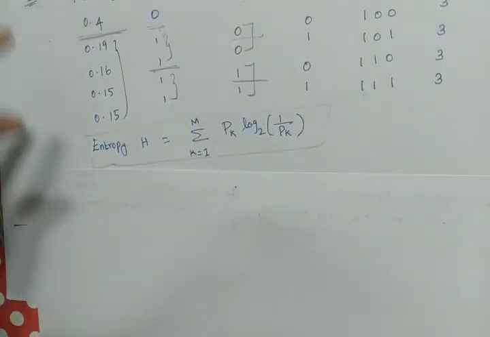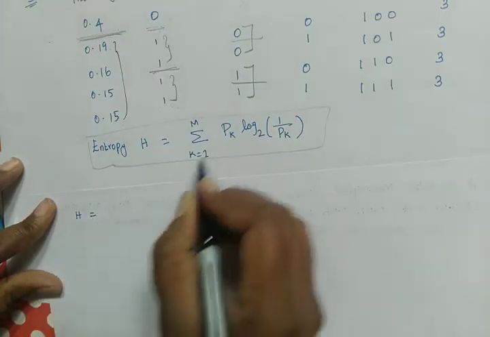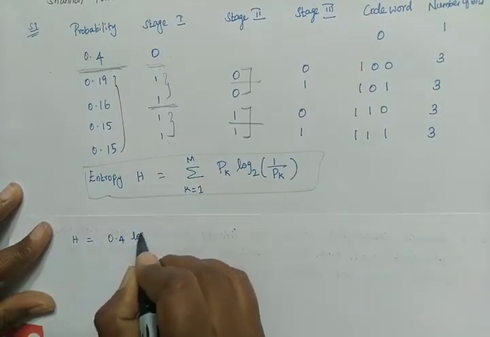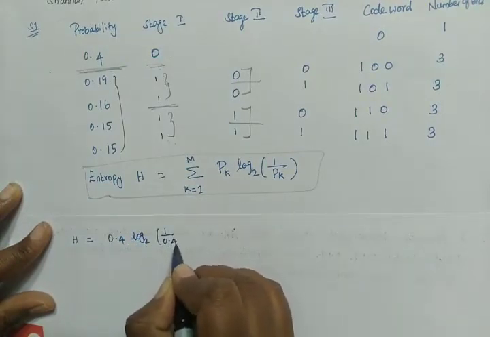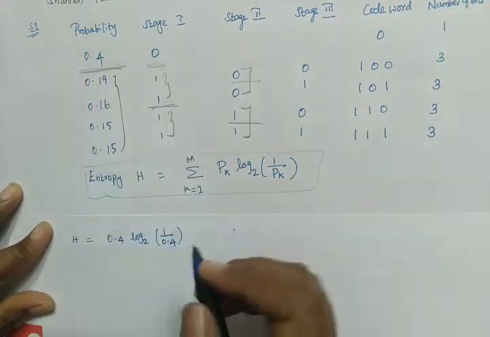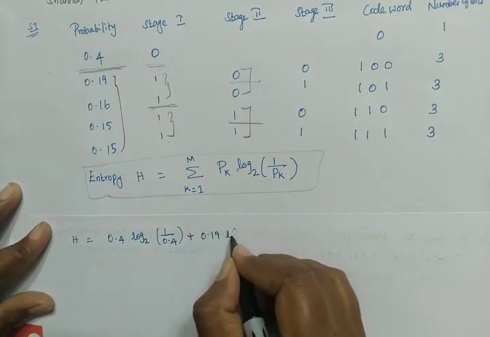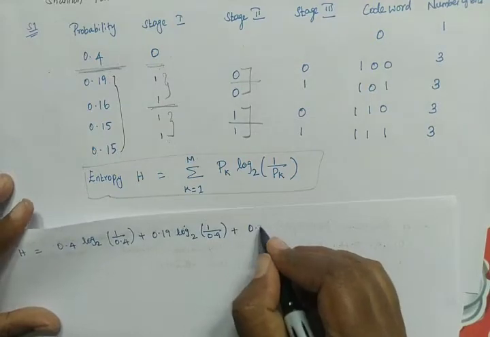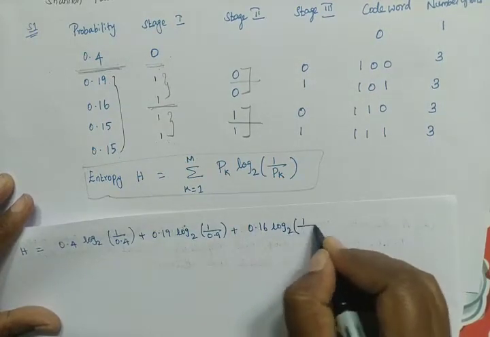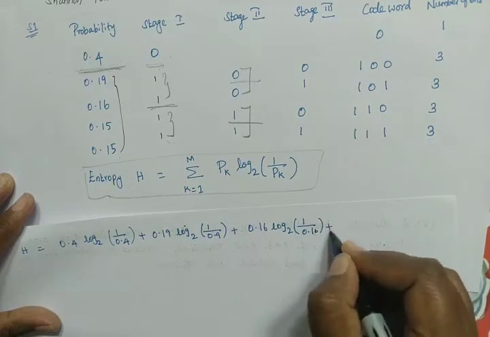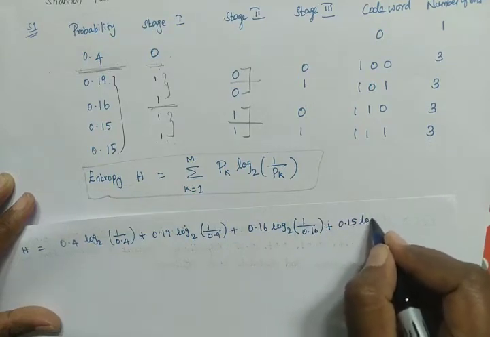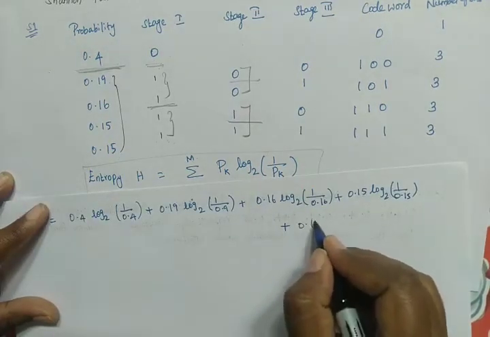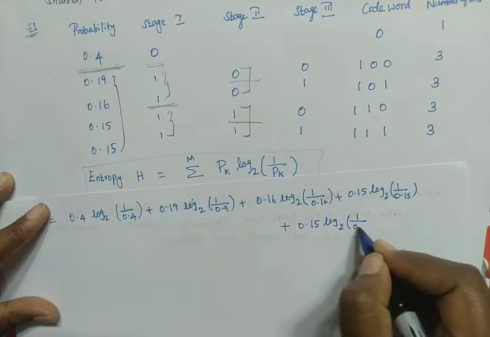Now what is present here? Entropy H is equal to summation of Pk log base 2 of 1 divided by Pk, where Pk represents the probability. That is 0.4 log base 2 of 1 divided by 0.4, plus 0.19 log base 2 of 1 divided by 0.19, plus 0.16 log base 2 of 1 divided by 0.16, plus 0.15 log base 2 of 1 divided by 0.15, plus 0.15 log base 2 of 1 divided by 0.15.